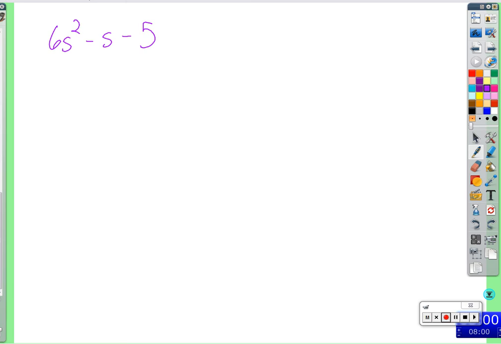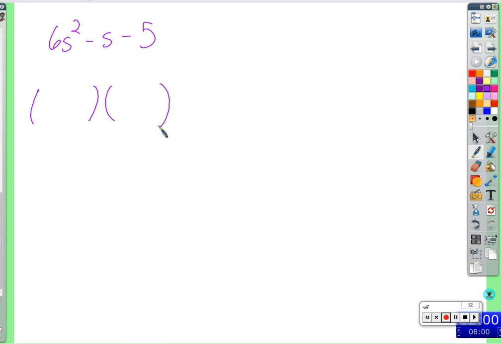Keep in mind, we're going to factor this, and if we did it correctly, how will we know that we factored it correctly? I said it a few times just before I wrote this down. If you multiply it out, you get the original. That's how you know that you did it correctly. Okay, so let's work this one together.